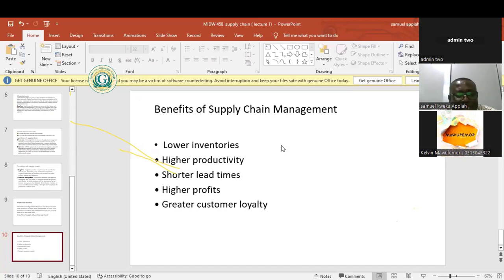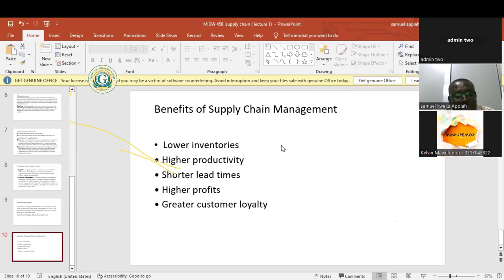Then we have higher productivity. Why higher productivity? If you have enough stock, if you have enough inventory, then you are able to deliver, okay? As I gave an example, if people come to you and you don't have what it takes, if you don't have the needed equipment, you cannot deliver. So if you have all the items you need, then there will be higher productivity.